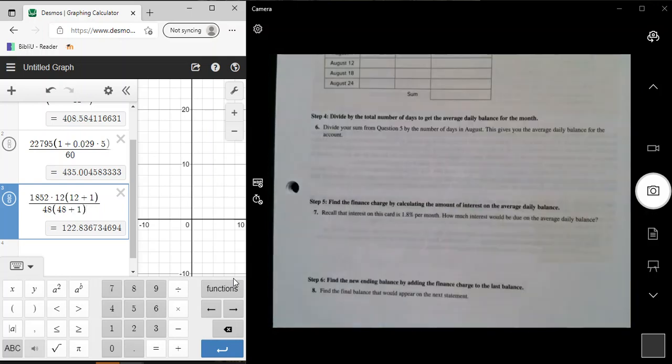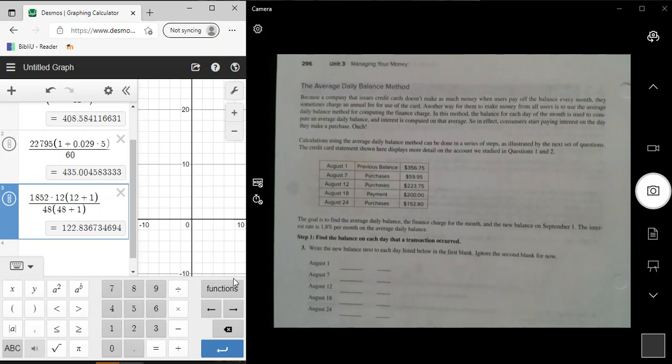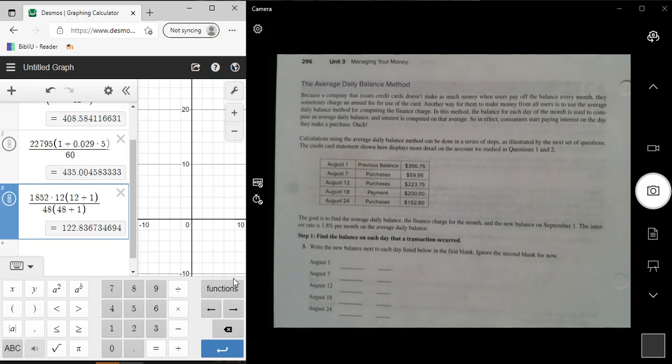Okay, now for the next page, we have the average daily balance method. Because a company that issues credit cards doesn't make as much money when users pay off the balance every month, they sometimes charge an annual fee for use of the card. Another way for them to make money from all users is to use the average daily balance method for computing the finance charge. In this method, the balance for each day of the month is used to compute an average daily balance, and interest is computed on that average. So in effect, consumers start paying interest on the day they make a purchase. Ouch.